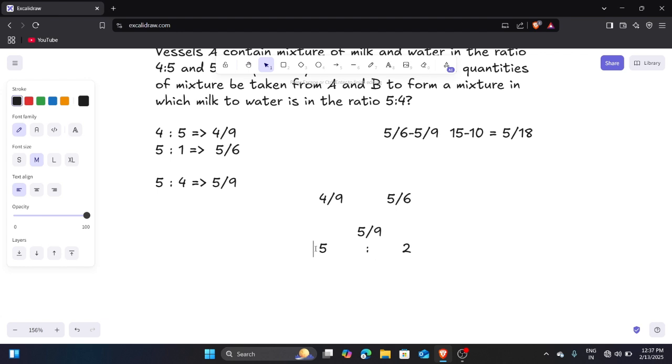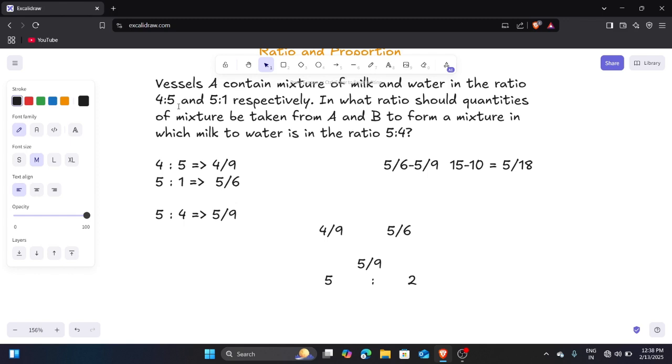I think we had done something wrong. No, we have not done anything wrong. So if you mix 5, the 2 is the answer. That is, the first mixture you have to take in 5 units, and the second mixture you have to mix in a 2 unit ratio. What does it mean? I will try to explain that also.